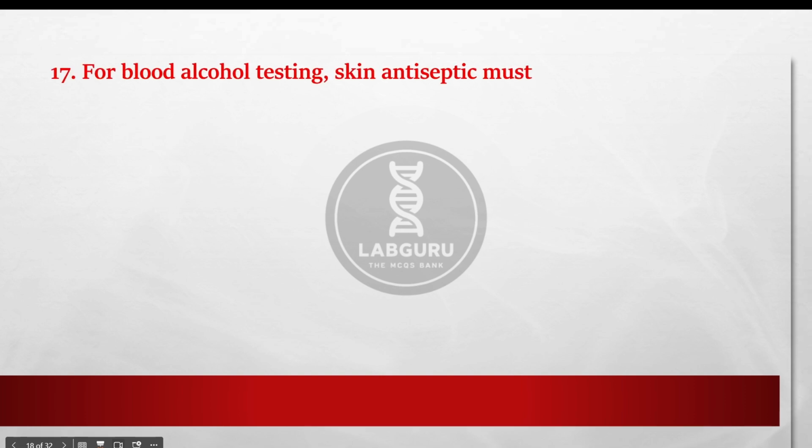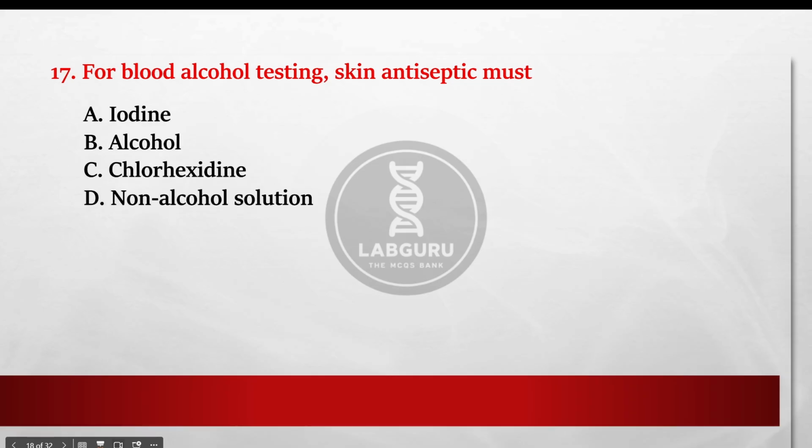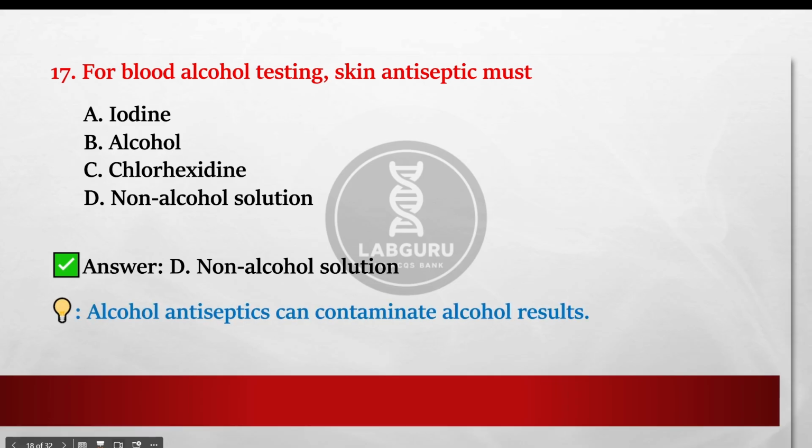Question number 17. For blood alcohol testing, skin antiseptic must be. Option A is iodine, option B is alcohol, option C is chlorhexidine, and option D is non-alcohol solution. The right answer is option D, that is non-alcohol solution, because alcohol antiseptics can contaminate the alcohol result. So we are using these non-alcoholic solutions.